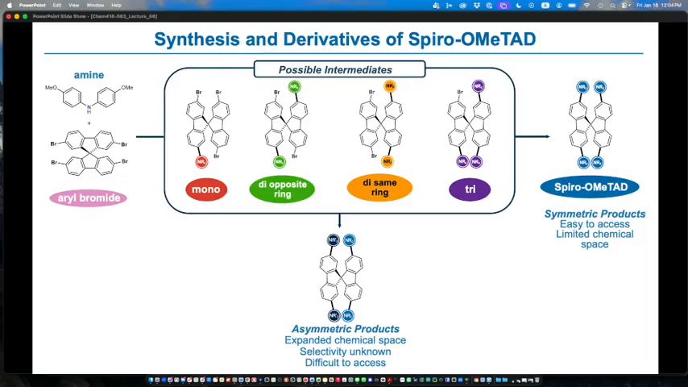Why this mattered is the goal was to come up with a way to specifically make these kinds of molecules where two on one side and two on the other side were different. So it means you've got to start from that, make only this, and then react, let's say, the two bromides separately.